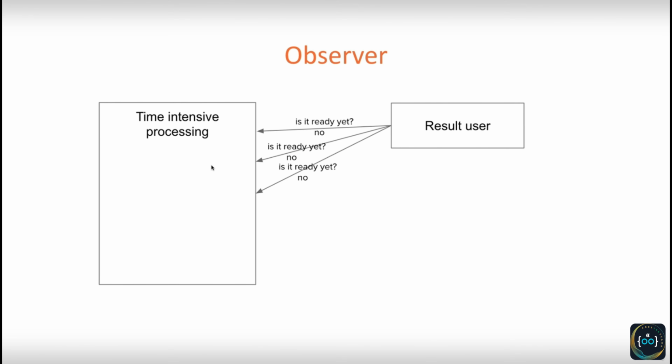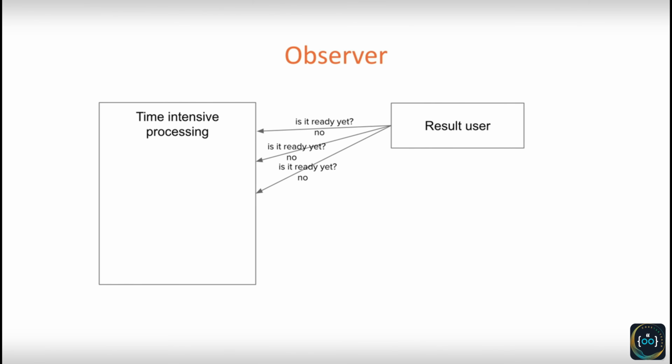One is a time-intensive processing unit that does some processing in the background and at some point will return a result. And on the right side, we have a user of that result. Now, this is not an actual user. It's not an actual person, more of a component in the application, right? So here, the user requires this result, so it's waiting for it. And it has basically 2 options.